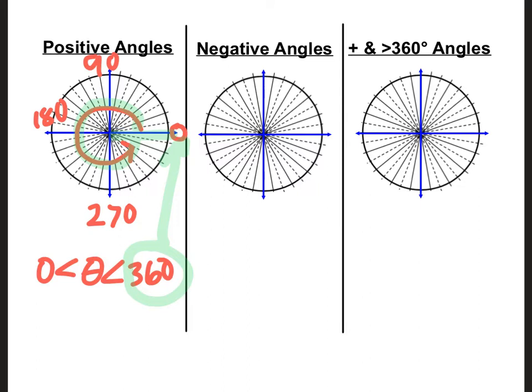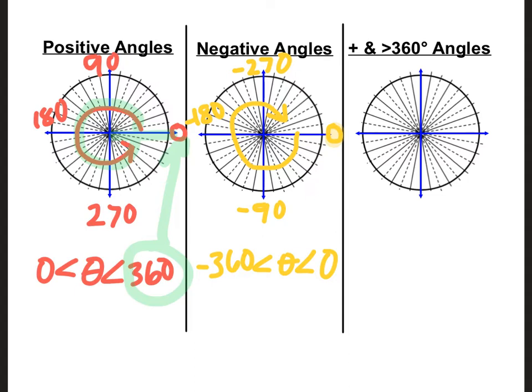So if you had an angle that went all the way around and touched that line again, it would be 360 degrees. For your negative angles, again, we're going to label them 0, negative 90, negative 180, and negative 270. And generally speaking, they go that way. They go backwards in the opposite direction. Again, these ones are going to be between negative 360 and 0. They're going to be negative.